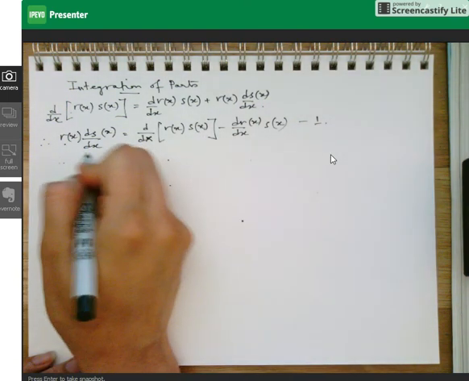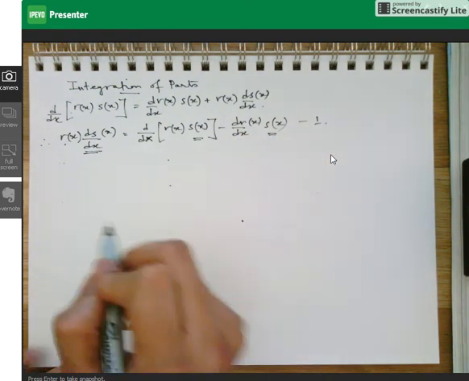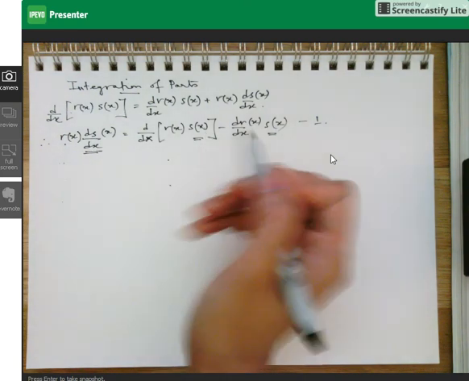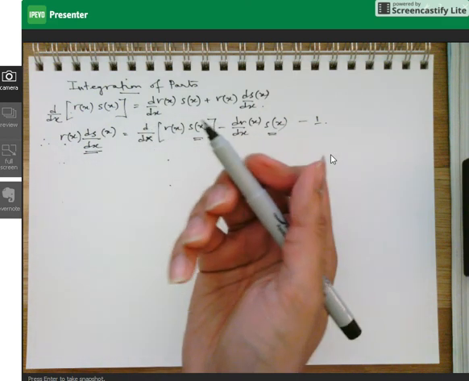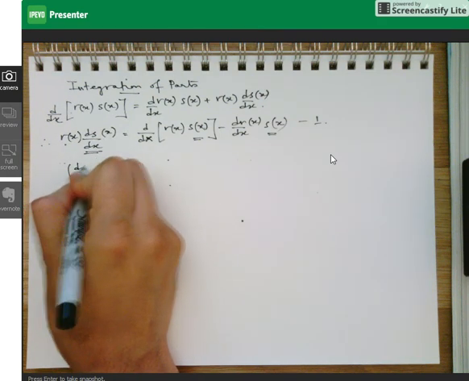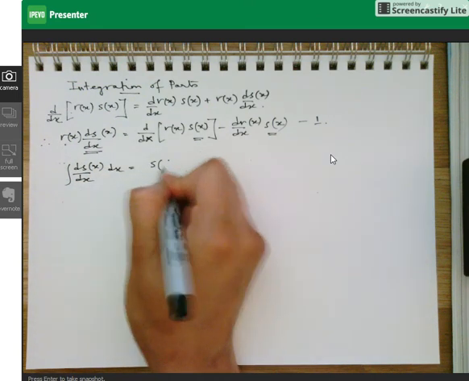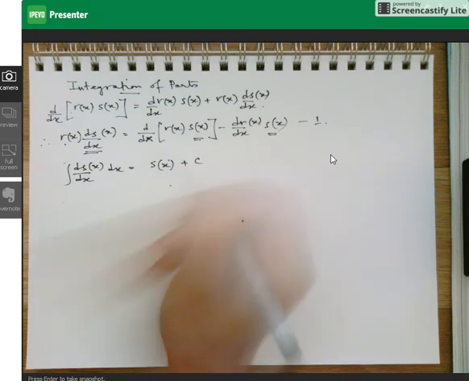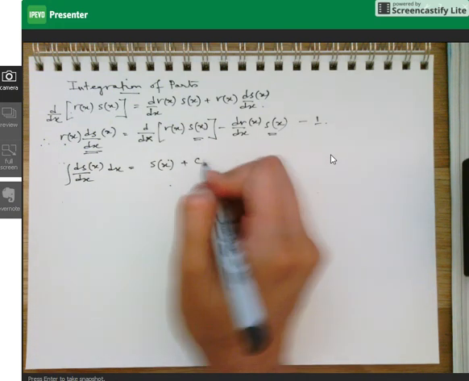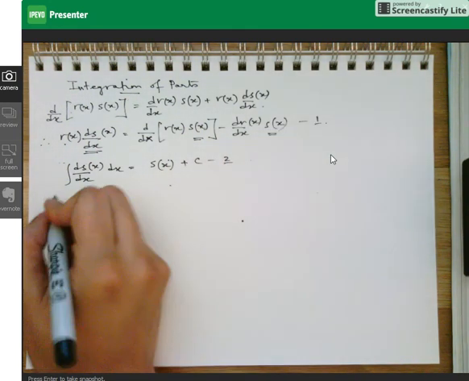Now we see that we here have ds/dx, we here have s of x, and we here have s of x. So how do we get s of x from ds/dx? Like, how do we get s from the derivative of s with respect to x? We integrate the derivative, right? So when we integrate ds/dx with respect to x, we get s of x plus an arbitrary constant c. Okay, so let's call this equation 2, and we're gonna plug equation 2 into equation 1.